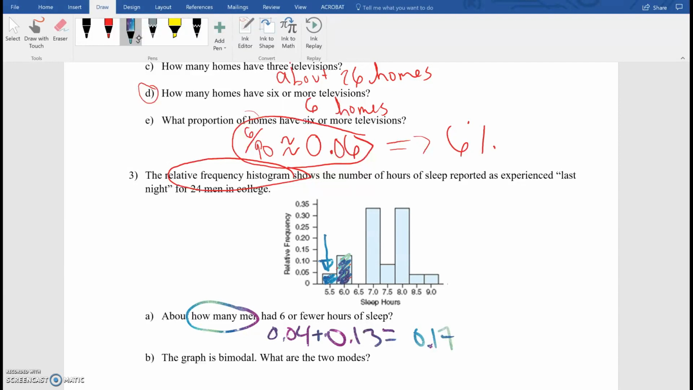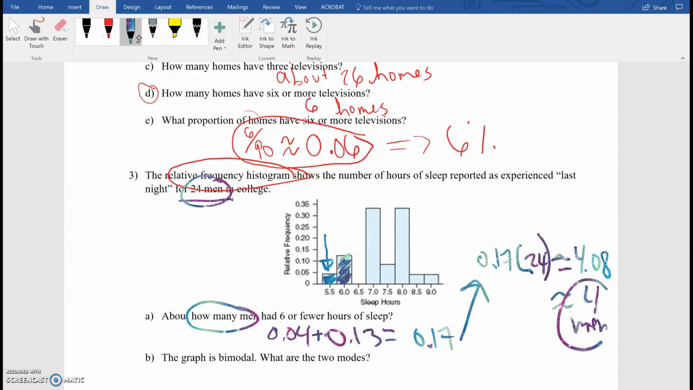Well, remember that there was 24 men total, right? So if we have the total number and we have the proportion, multiplying this together should give us the total number of men that had 6 or fewer hours of sleep. So we're going to take this 0.17, multiply it by this 24. I'm going to use my handy dandy calculator, and what I'm going to get is about 4.08. That doesn't quite make sense though, so it's going to be about 4 men. Okay, that's what we get. All right, so we got about 4 men.